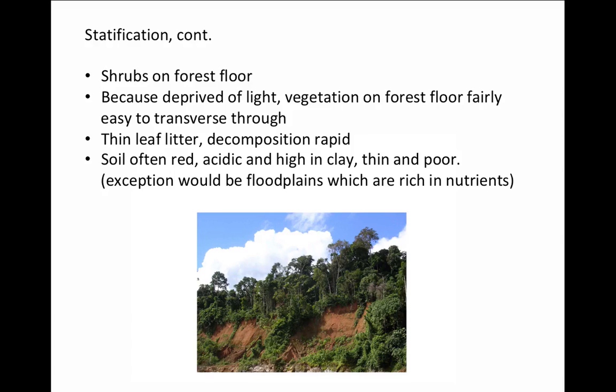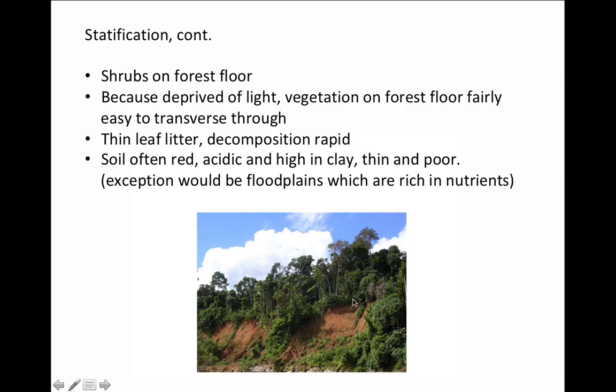So on the forest floor, you find smaller plants as well, shrubs, herbs. And because of the lack of light, the vegetation on the forest floor is fairly easy to traverse through. So it's not impenetrable. The leaf litter is thin, not because there's not leaves coming down. There are continuously leaves that are falling down, but the decomposition of those leaves is rapid. It's a great turnaround rate.